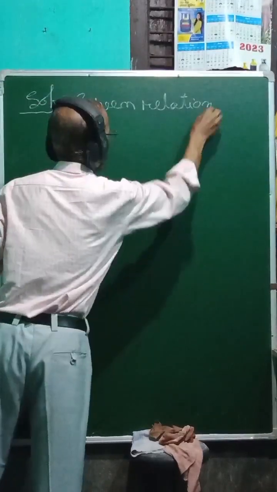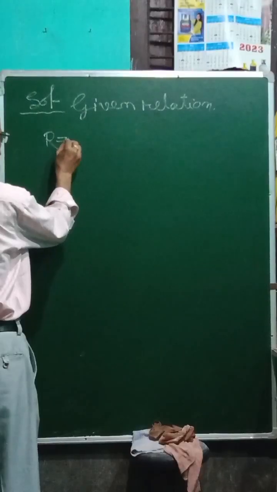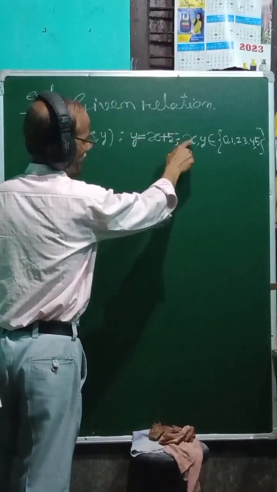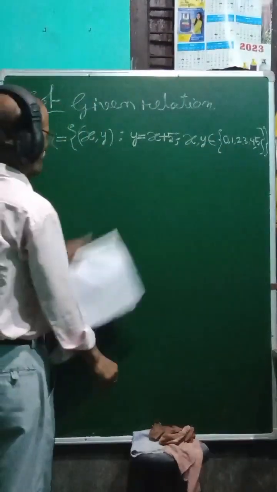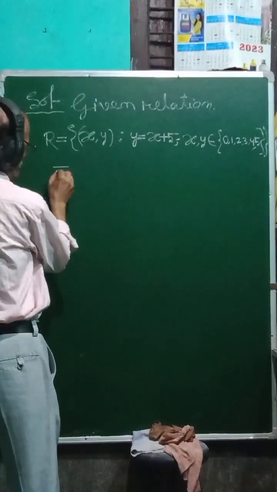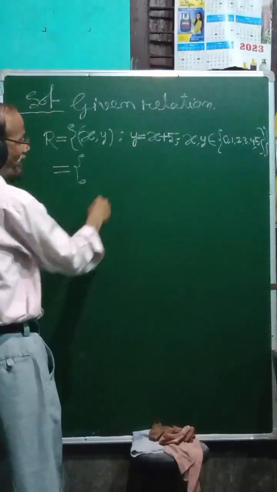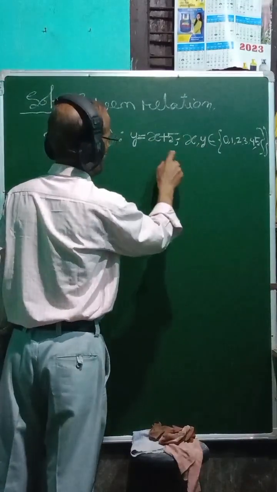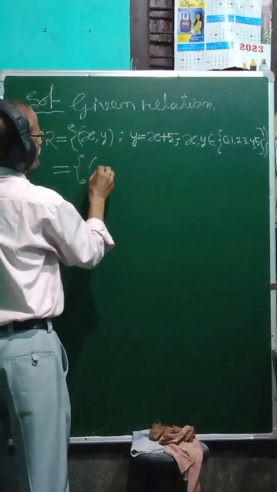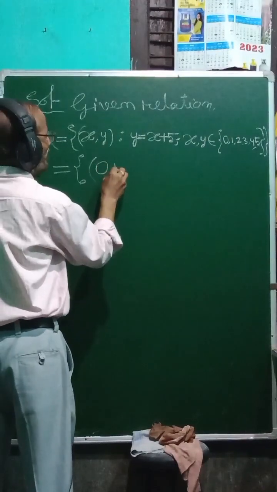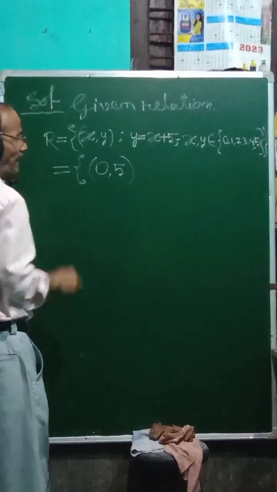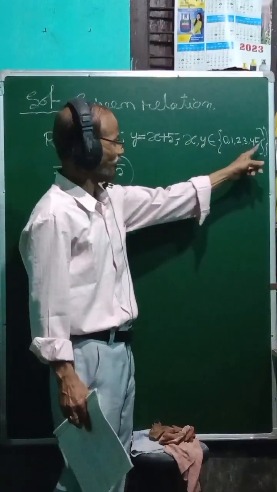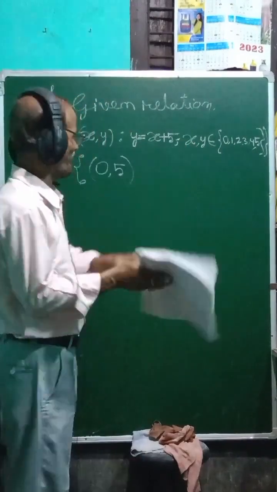Solution: given relation R is equal to {(x, y) such that y is equal to x plus 5, where x, y belong to the set}. Okay, so we can write it by seeing here. You start: if x is equal to 0, then y is equal to 0 plus 5 equal to 5. This 5 is here. So I have got one element, (0, 5). And then you see, take 1. So 1 plus 5 equal to 6, but 6 does not belong to this set. So here it finishes.